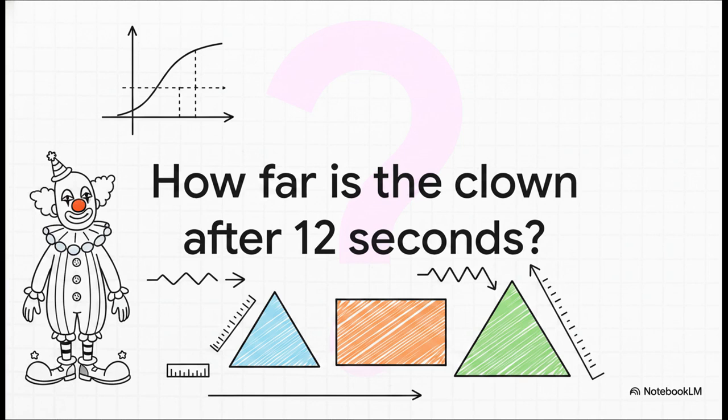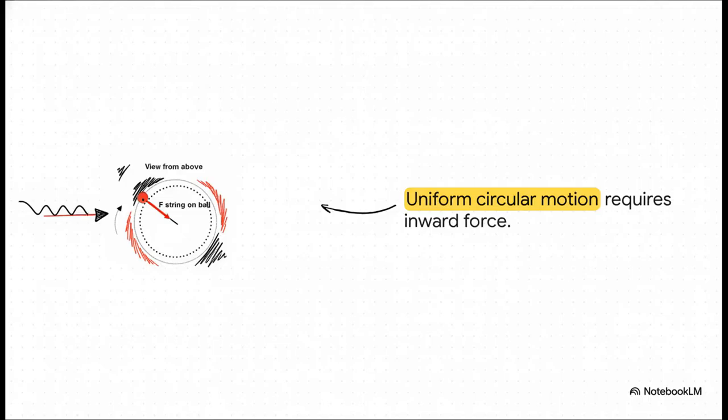After those 12 seconds, how far did the clown actually go from her starting point? Well, in physics, we don't guess. The magic trick here is that the total distance traveled is simply the area under the velocity-time curve. By just calculating the area of those geometric shapes, the triangles and rectangles, we literally translate pure data into a concrete physical distance.